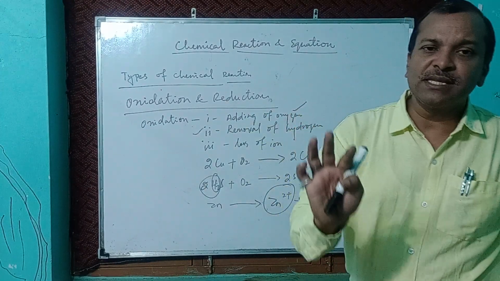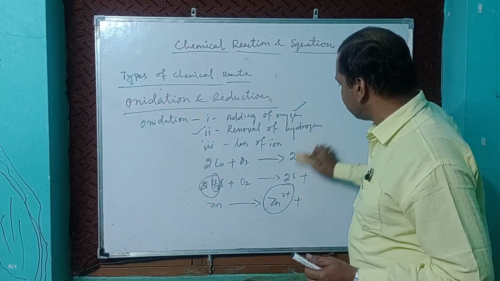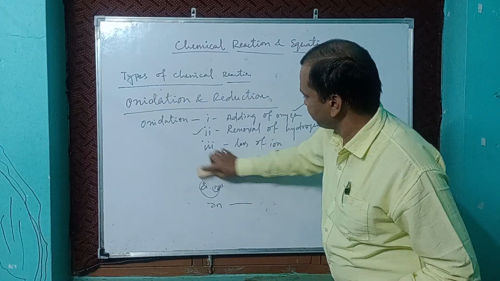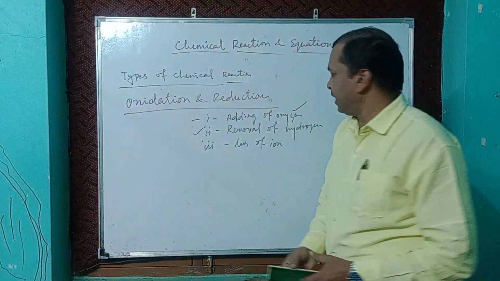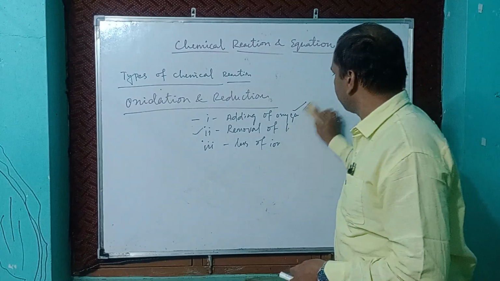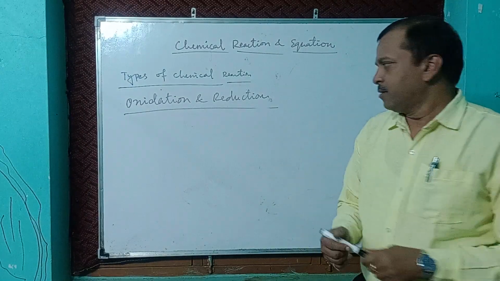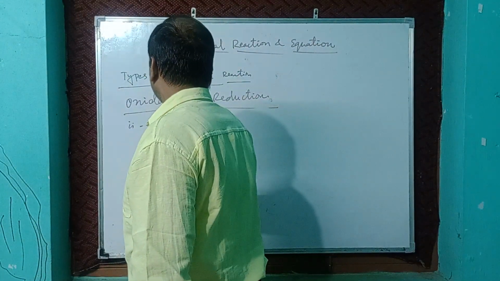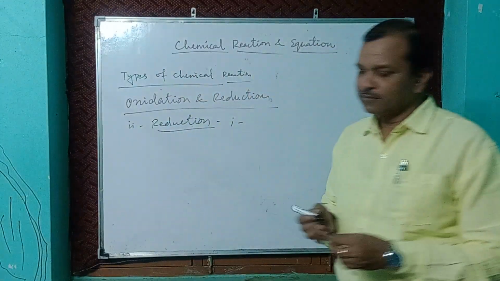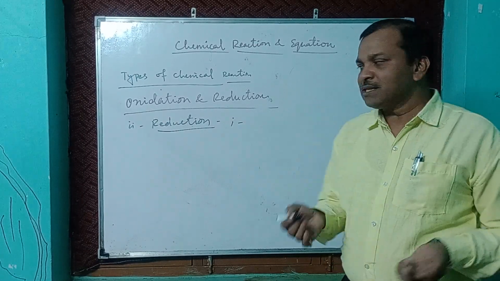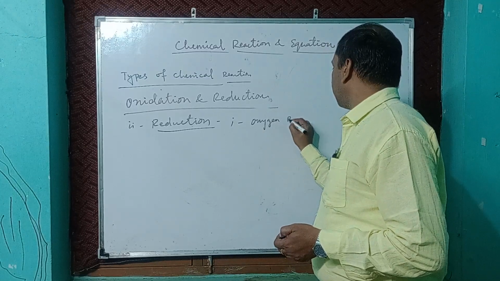Just opposite of oxidation is reduction. So what is reduction? Now we will discuss reduction. Let us erase all. In reduction also there are 3. Oxygen is added in oxidation; here in reduction, oxygen is removed.